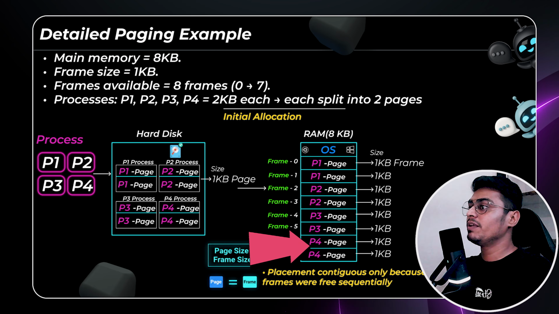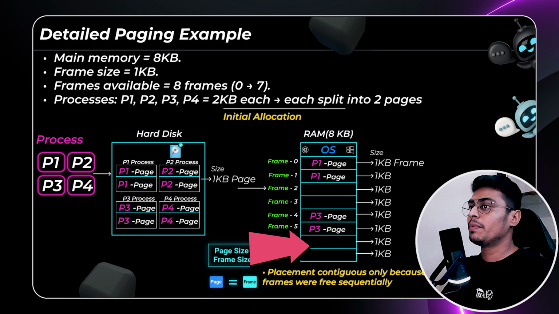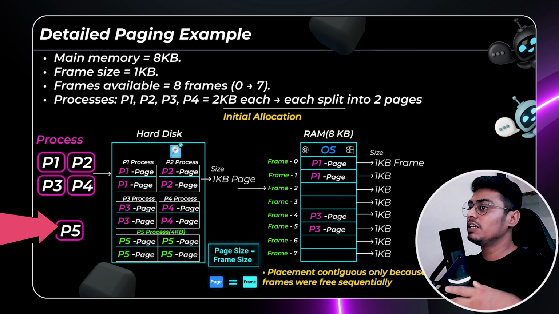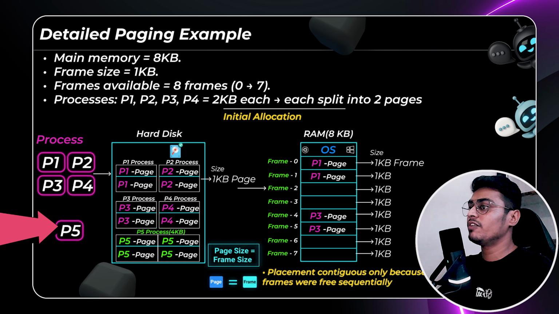Let's say P2 and P4 complete their execution and leave the memory. Now frames 2, 3, 6 and 7 become available. We have a total of 4 KB of free space, but it's not contiguous. Suppose a new process P5 arrives with a size of 4 KB. In contiguous allocation, we couldn't accommodate P5 because we don't have 4 KB of continuous space. But with paging, there is no problem at all.